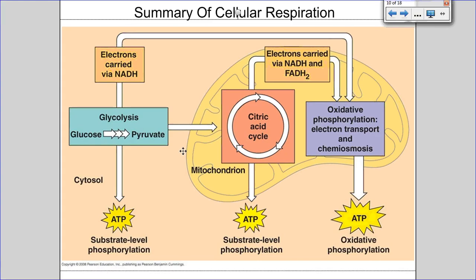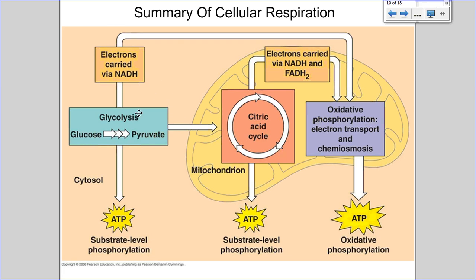Okay, so up to this point we have talked about how cellular respiration happens in the presence of oxygen. So let's do a brief summary of how that happens. You have the first process, which is glycolysis, and the purpose of glycolysis is to break glucose down into a molecule that can be used by the mitochondria. So glucose is broken down into pyruvate or pyruvic acid. That process creates 2 ATP.